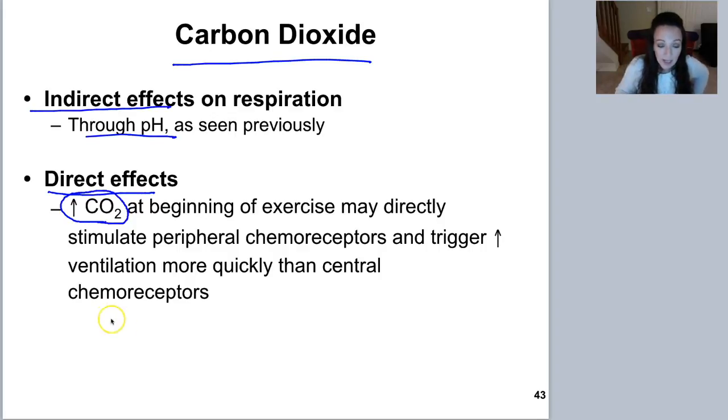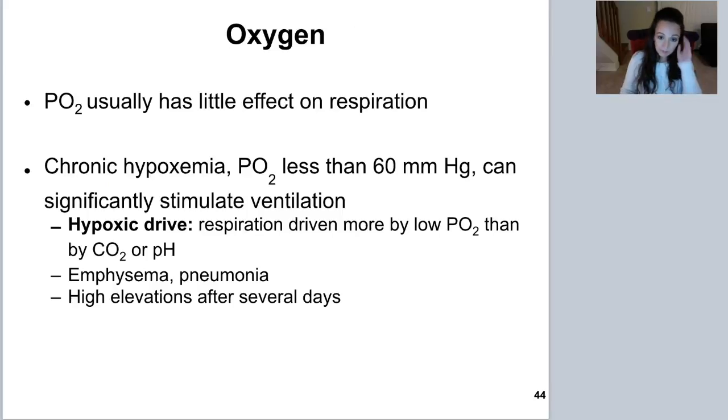So this high CO2 level can actually stimulate our peripheral chemoreceptors, right, those in our aorta and internal carotid arteries, and trigger an increase in ventilation more quickly than our central chemoreceptors can in our brain. So those chemoreceptors might detect that high CO2 level and signal our brain to increase our ventilation rate. So let's go on.